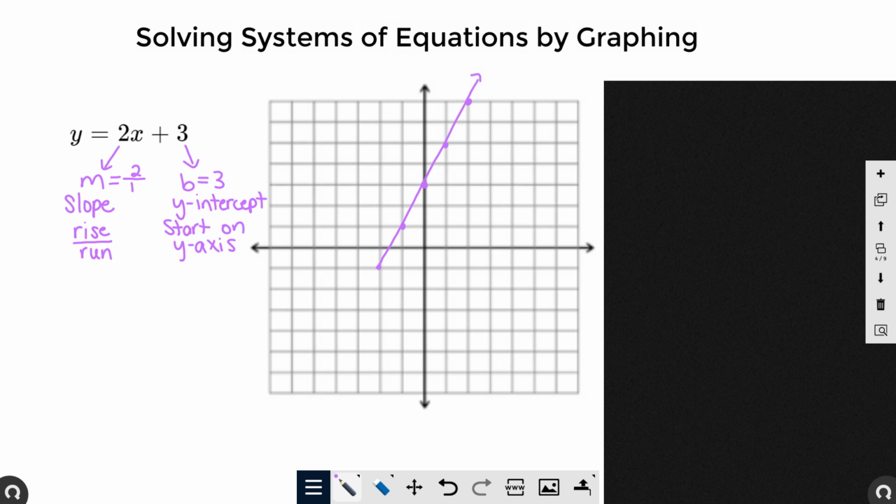And once you get a few points, draw the line, or something close to a line, through all of those points. And that's how you graph.